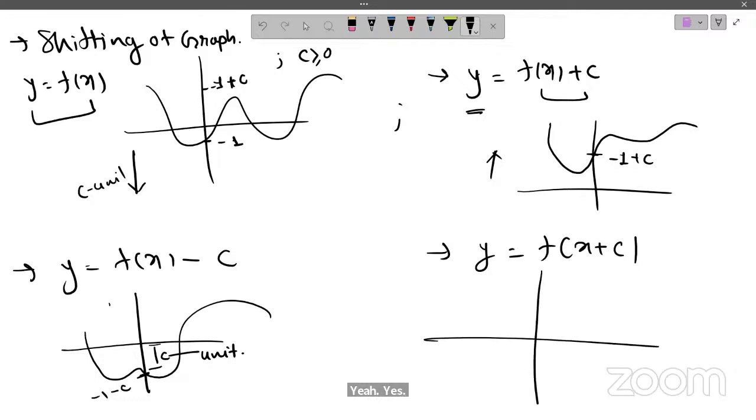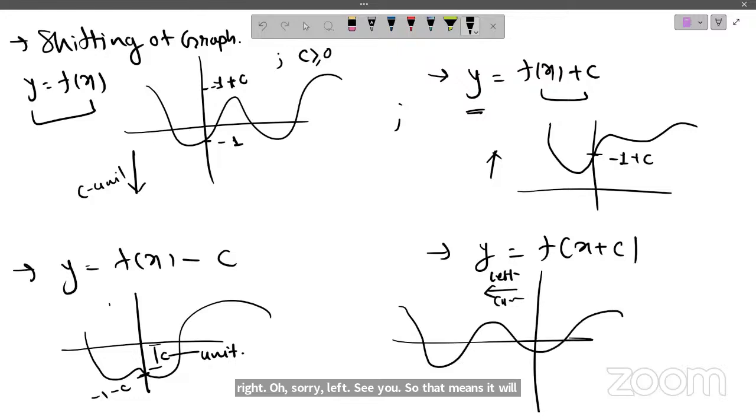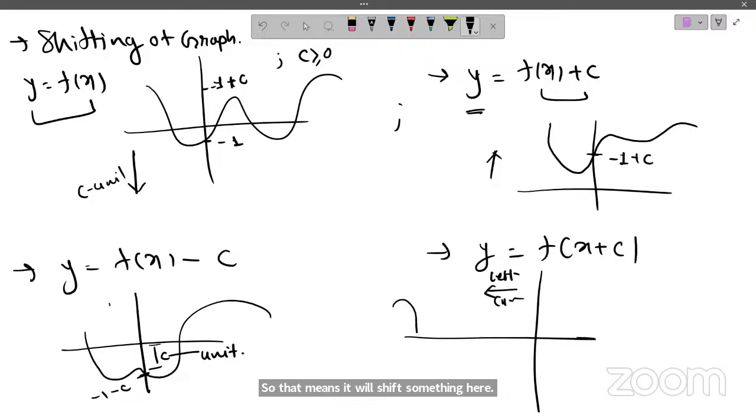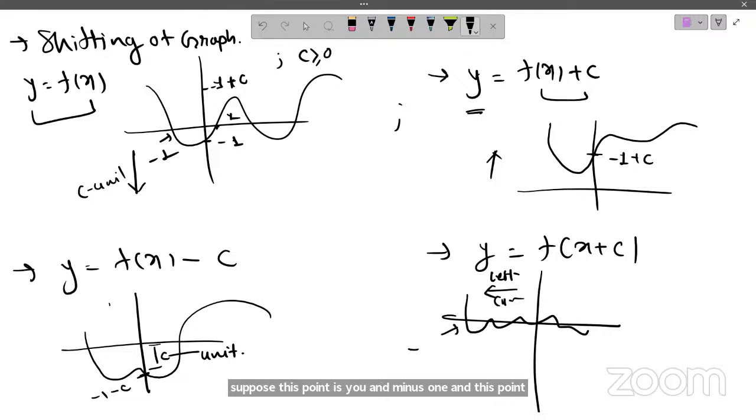So then what will happen? Your graph will shift c units left. So it will shift something like here. And if suppose this point is minus 1 and this point is 1, then it will shift c units left. Is this fact clear?